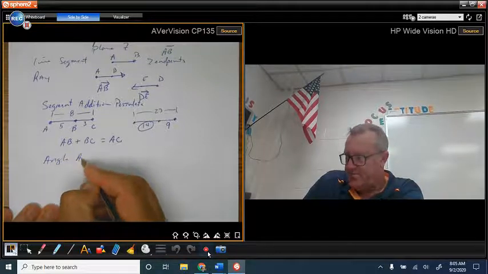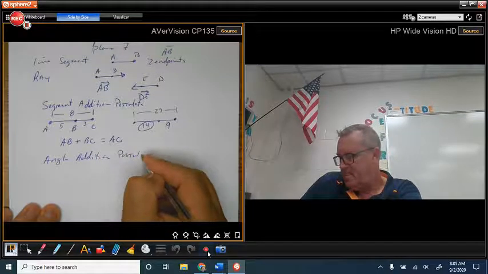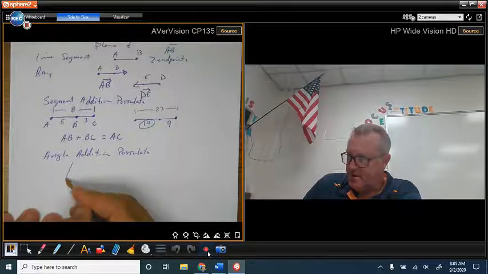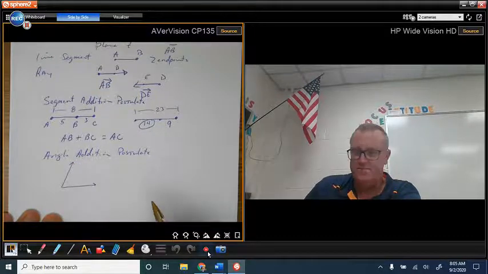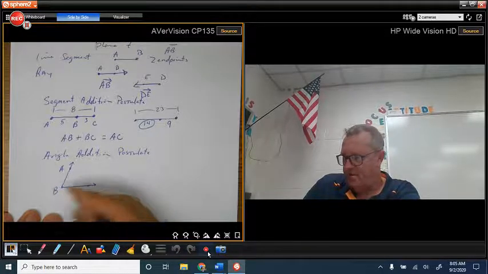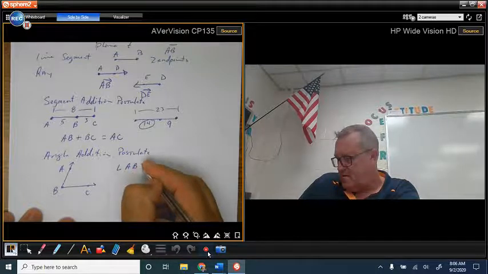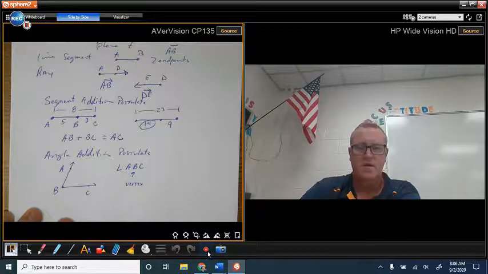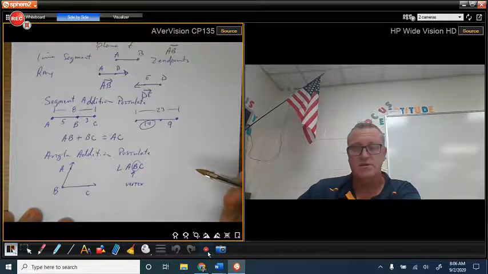Angle addition postulate is very similar to the segment addition postulate. It doesn't matter if it's an acute or an obtuse angle. There's an acute one. If I were to name that angle, now remember, when I name an angle, and I've probably talked about this too much, this right here has to be the vertex. The middle letter is always the vertex.